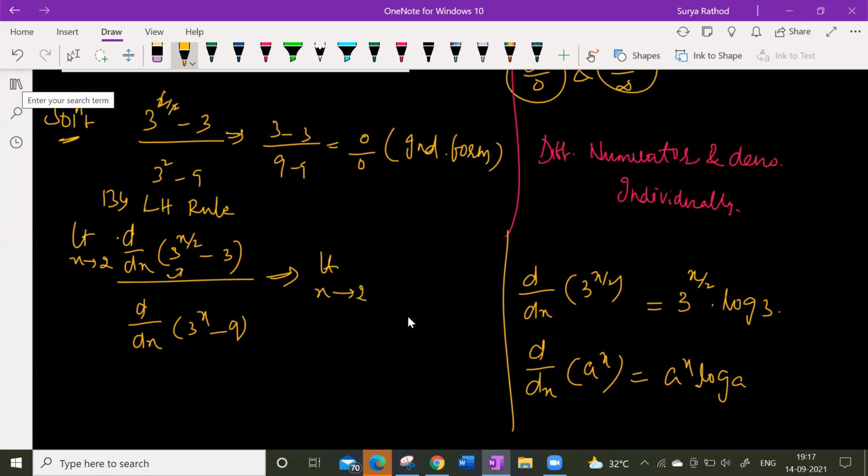Are you understanding here or not? So limit x tends to 2, d by dx of 3 to the power of x by 2, what do we get? 3 to the power of x by 2 into log 3. d by dx of 3, what is it? 0. Whether you write it or not, it is the same.